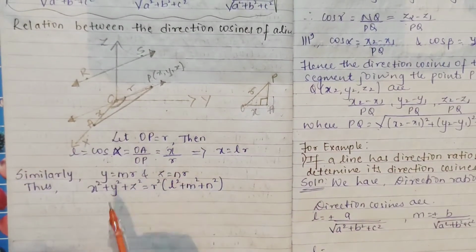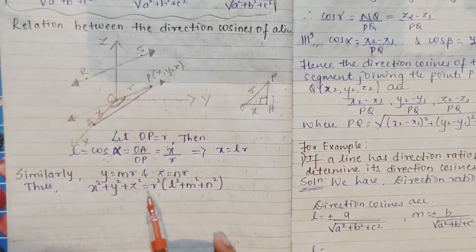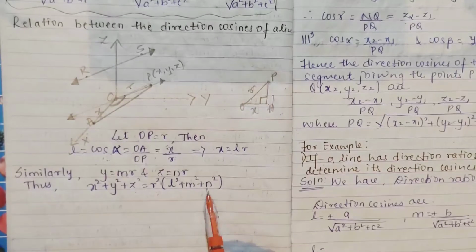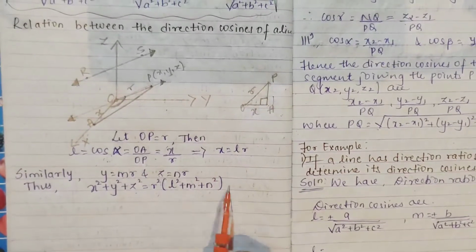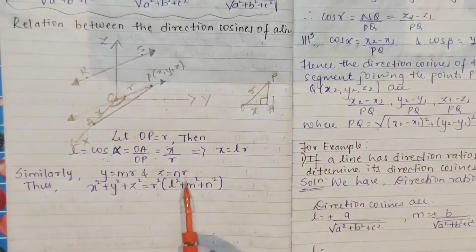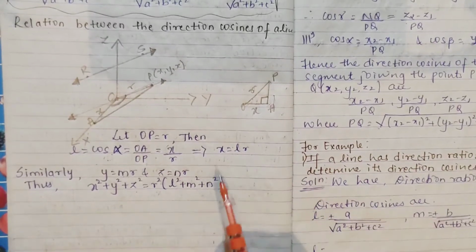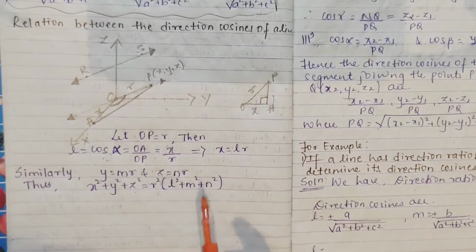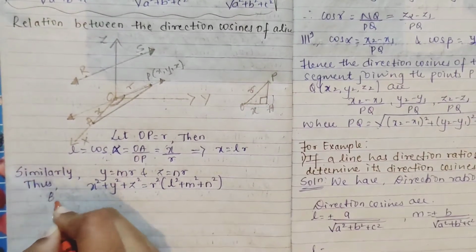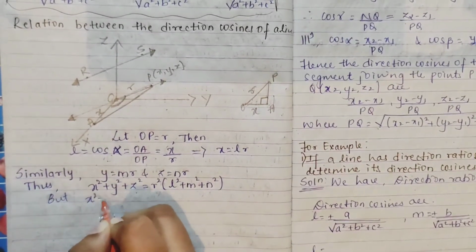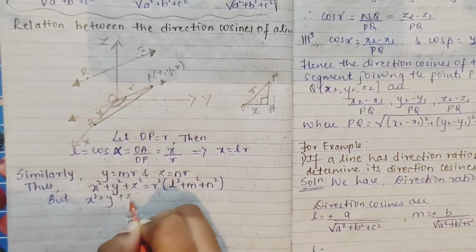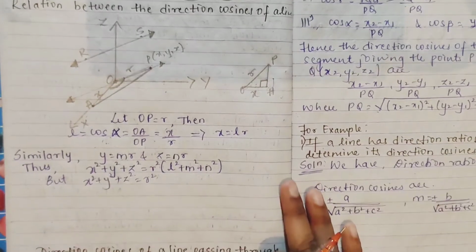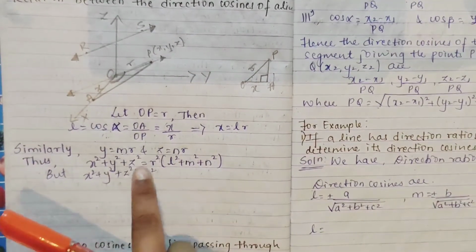So thus we have x square plus y square plus z square is equal to R square into L square plus M square plus N square. This is considering from your direction cosines, how we had done the k square of everything. This is from that of your direction cosines. This is equal to this. But you know that x square plus y square plus z square is equal to R square, right? We know this. x square plus y square plus z square is equal to R square itself.